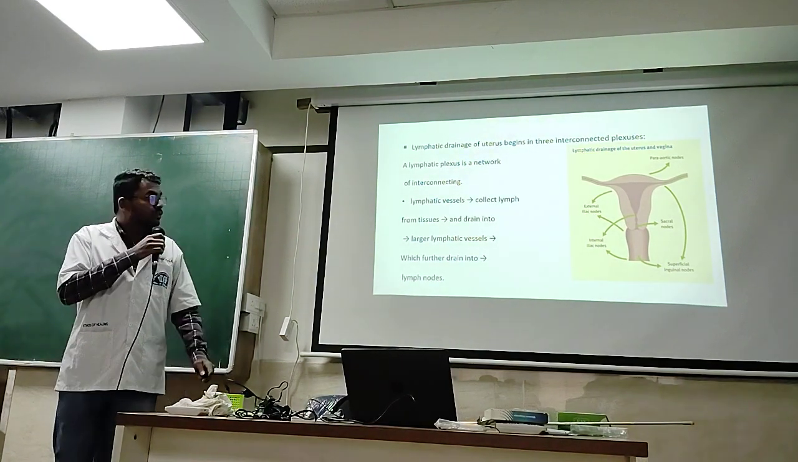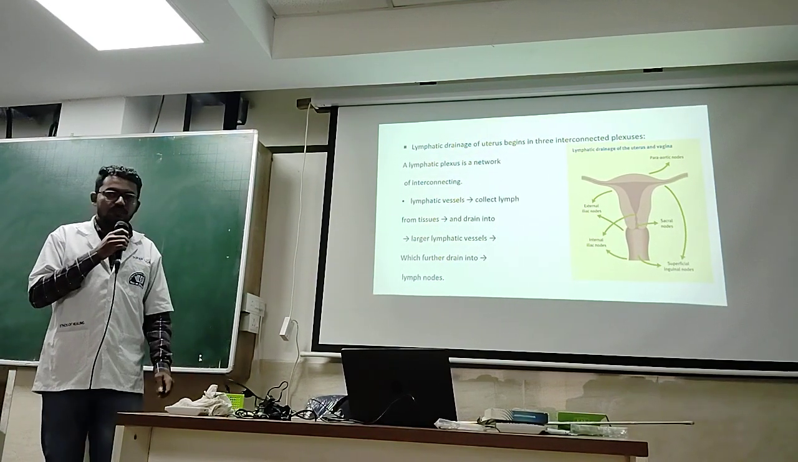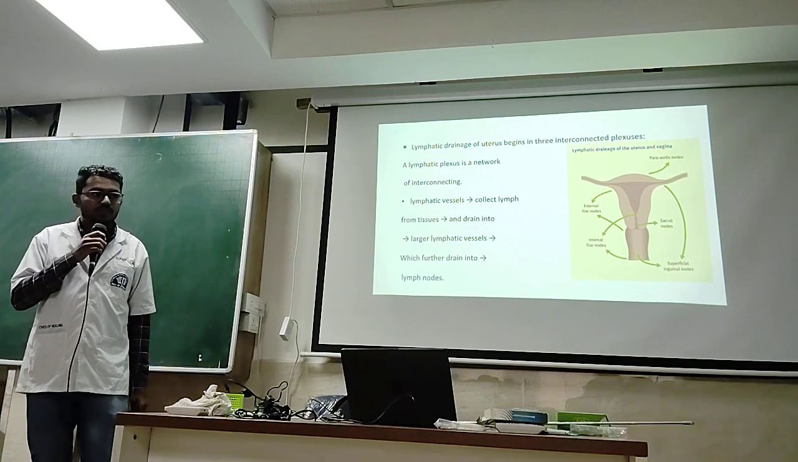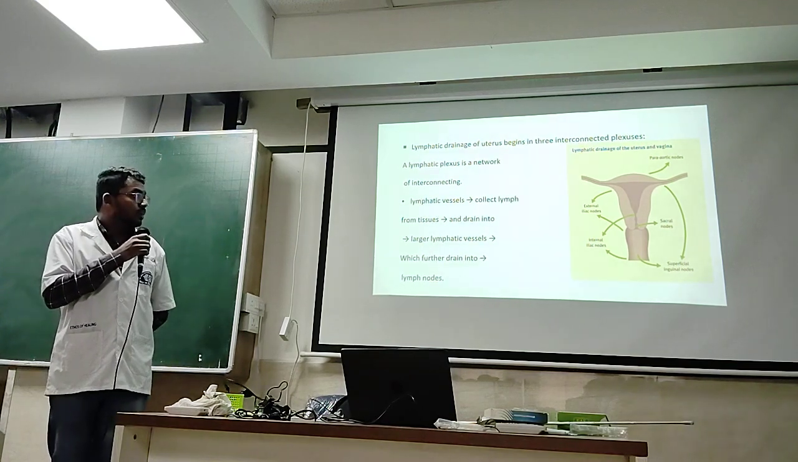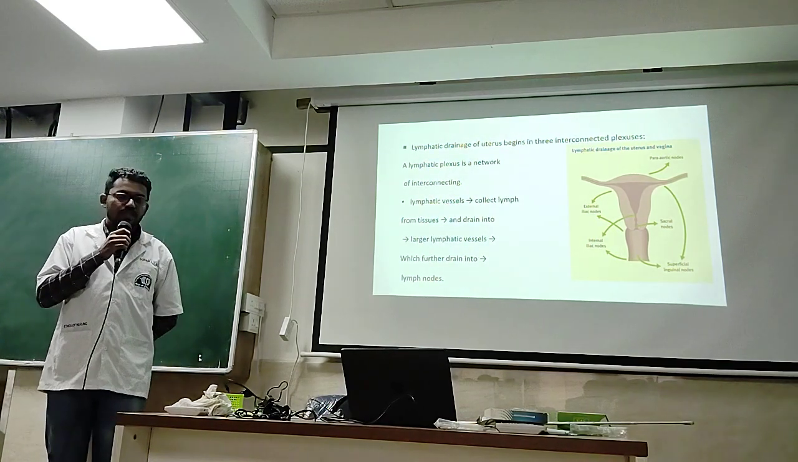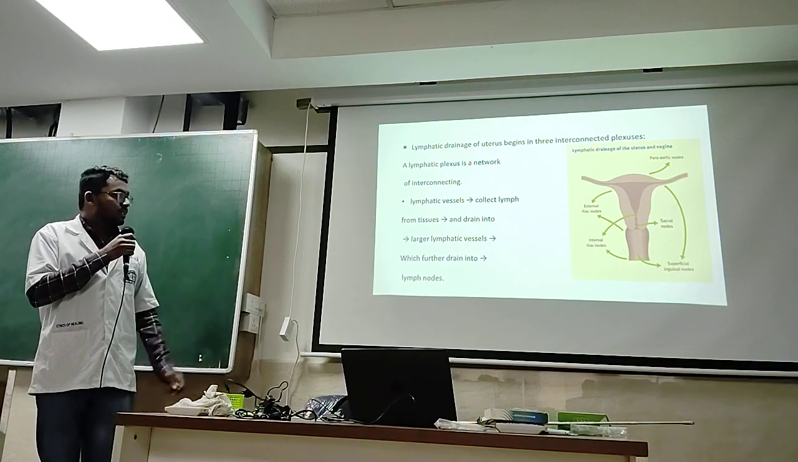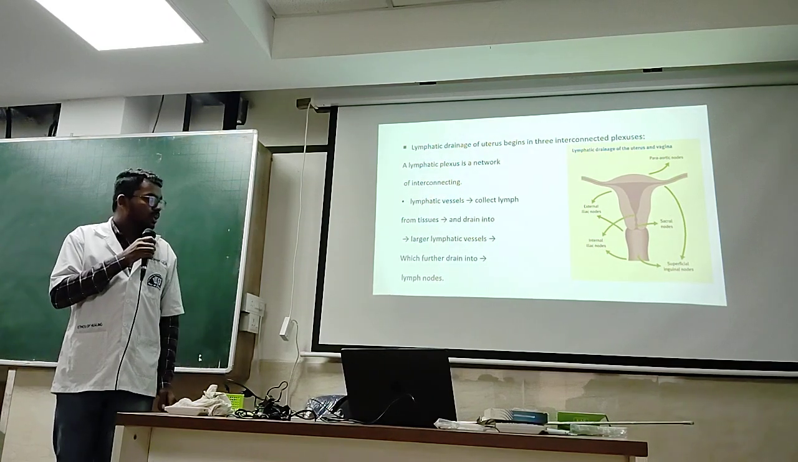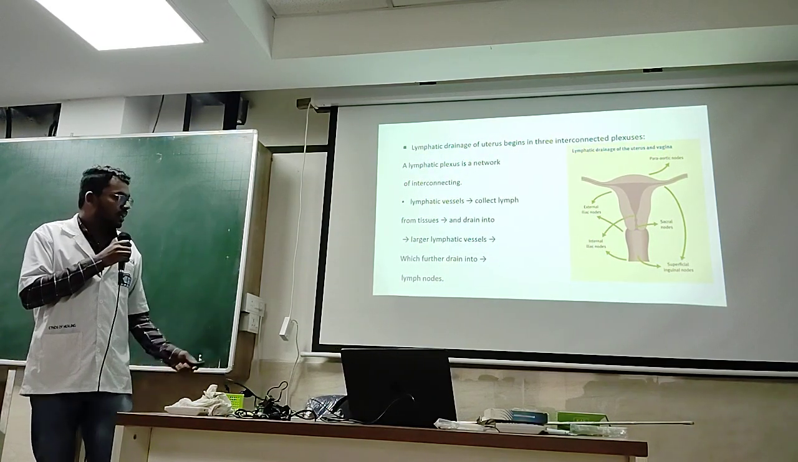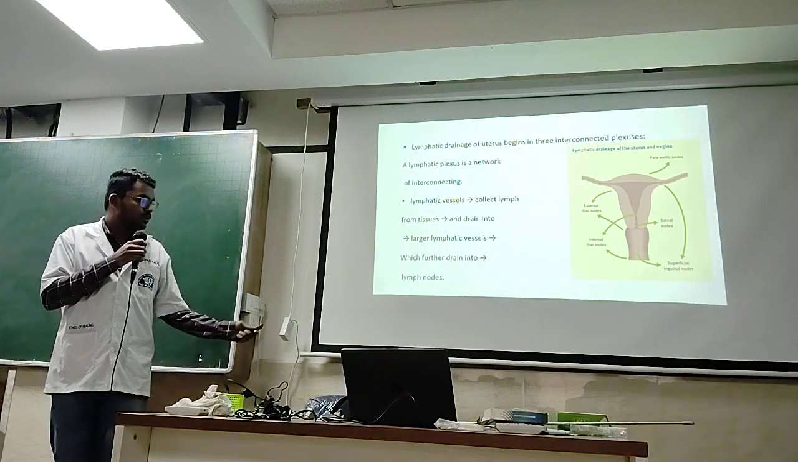The lymphatic drainage of the uterus begins in three interconnected plexuses. So let's first understand what plexuses are. A lymphatic plexus is a network of interconnecting vessels in which the lymphatic vessels collect lymph from tissues and drain into larger lymphatic vessels, and further the larger lymphatic vessels drain lymph into the lymph nodes.